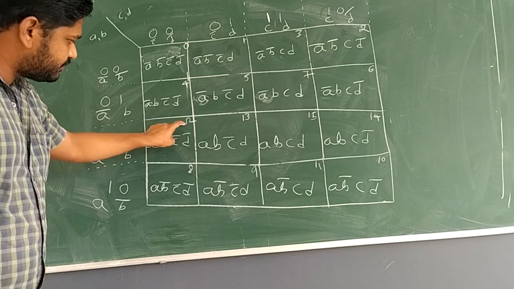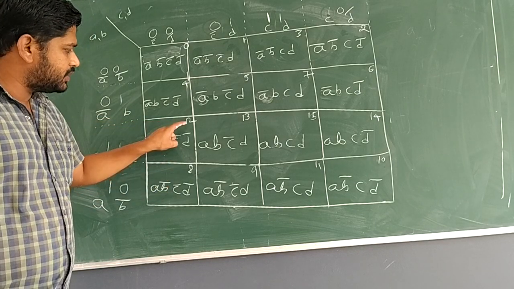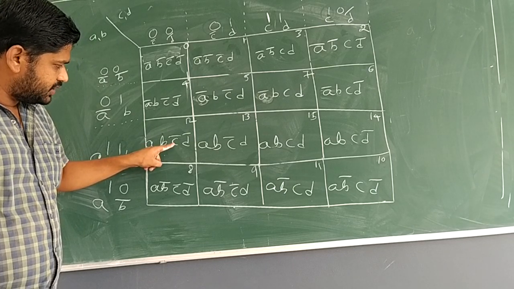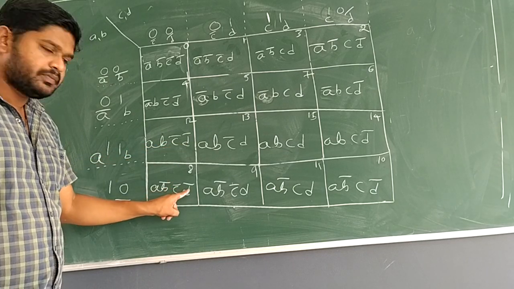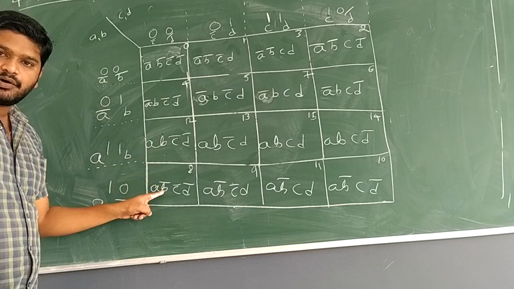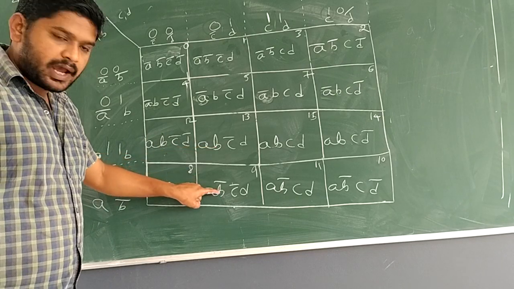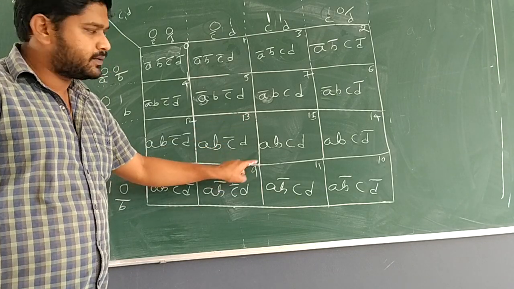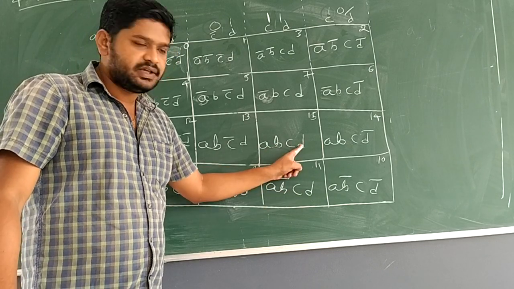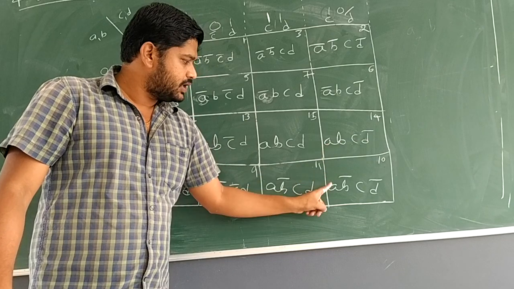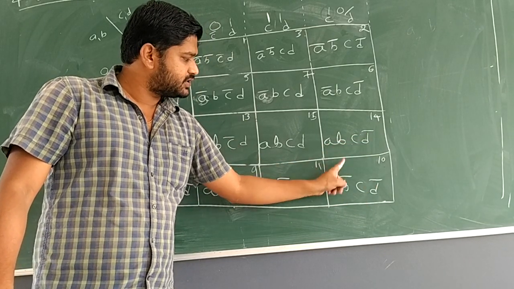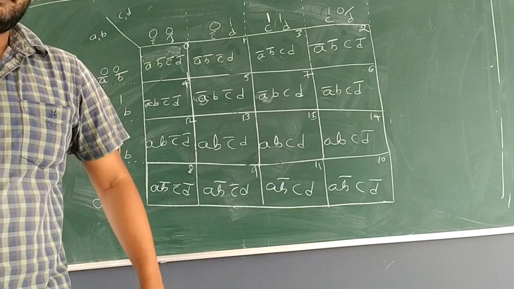Now you compare 8 and 12. Here we got a difference. See here, B, C complement, D complement, and C complement, D complement. A is the same. So where is the difference? B and B complement. Again B and B complement between 13 and 9, and 15 and 11. A is same, C is same, D is same. 14 and 10, A is same, C same, D is also same in terms of complement. The difference is in terms of letter B.